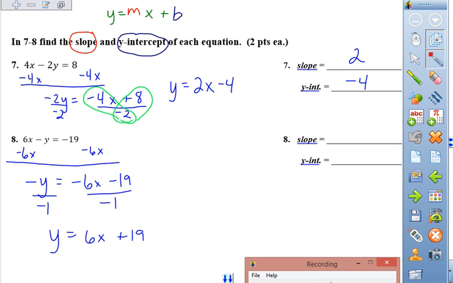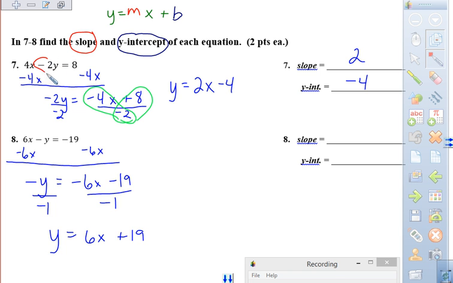Number 7. It says find the slope and the y-intercept of each equation. So we are looking for y equals mx plus b. Number 7 is written in standard form, so we want to rewrite it and put it in slope-intercept form. So we're going to subtract 4x from both sides. And I'm left with a negative 2y. Don't forget that negative sign. And then I need to write my x first and my constant second.